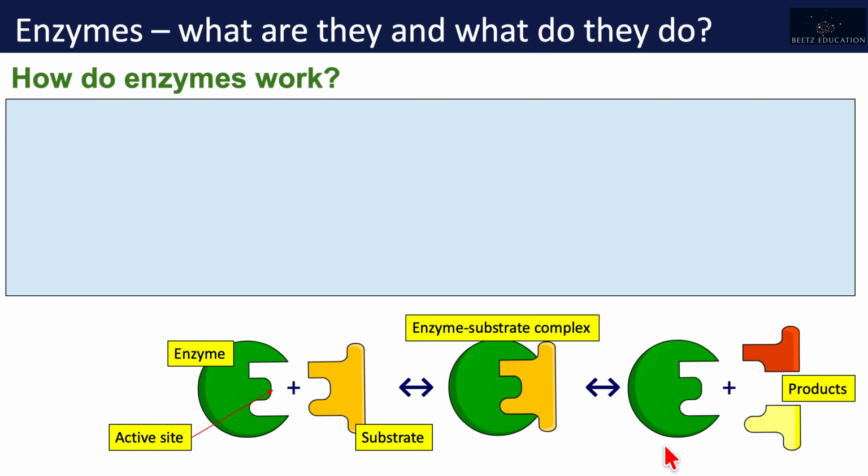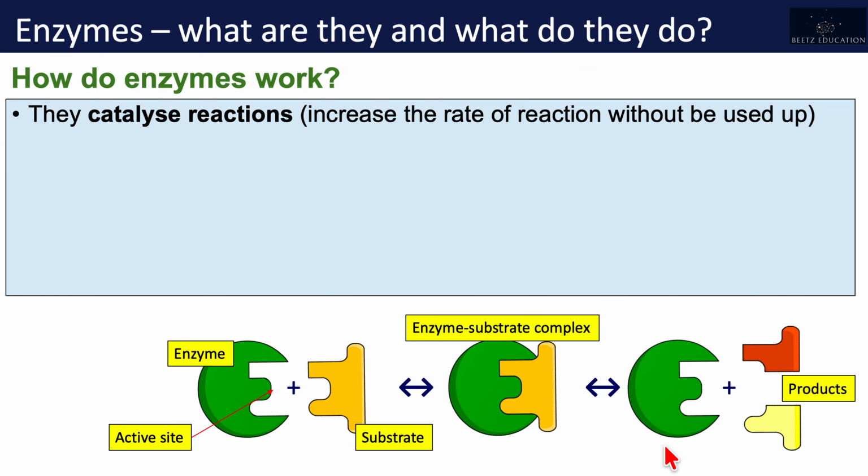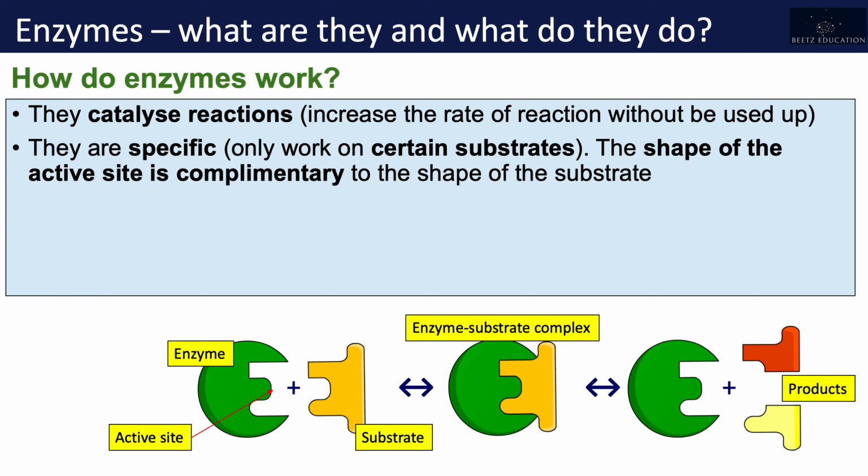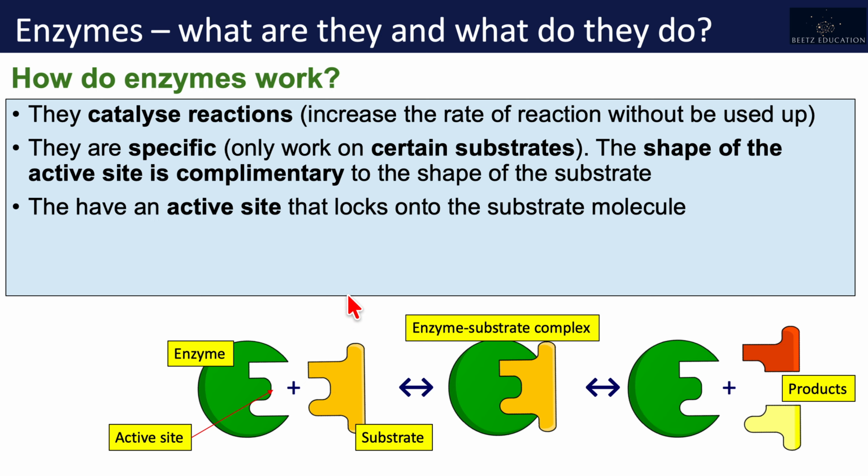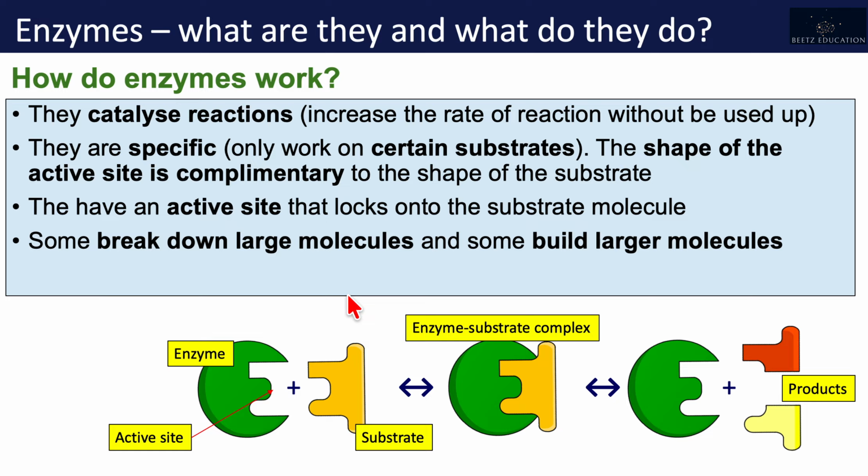How do they work then? Well, they catalyze chemical reactions. In other words, they speed them up without being used up themselves. They're specific, so they work on certain substrates, okay? The substrate being the molecule that locks into the enzyme's active site, okay? And the active site is said to be complementary to the shape of the substrate. In other words, they fit perfectly together. The active site, as I've just said, will lock onto the substrate.